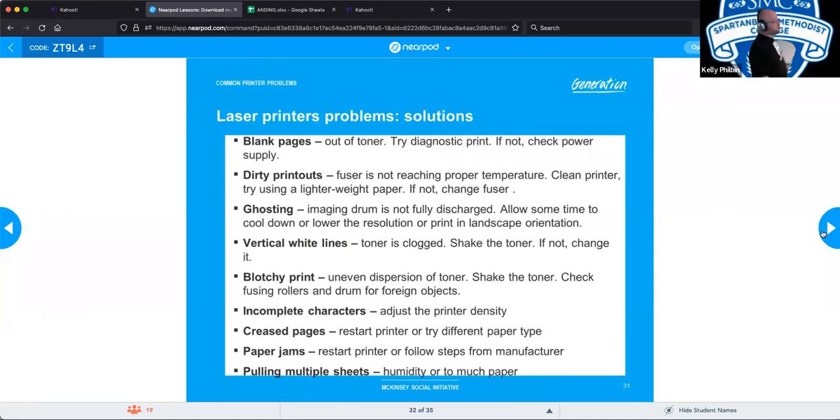All right, other problems that you might run into with a laser printer. Blank pages. You're out of toner. It needs more toner. If you're getting blank pages out of an inkjet, it's out of ink. So, simple, easy fix: out of toner, try a diagnostic print. If not, check the power supply, although if it's pushing pages through, something's going okay. But typically it's out of toner.